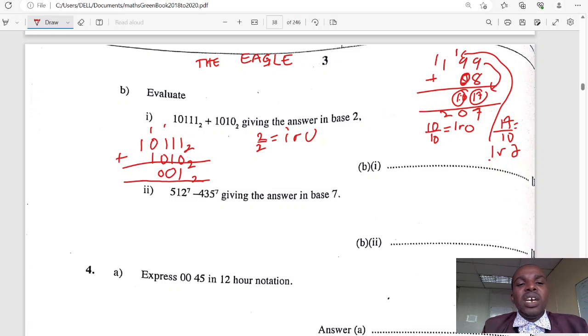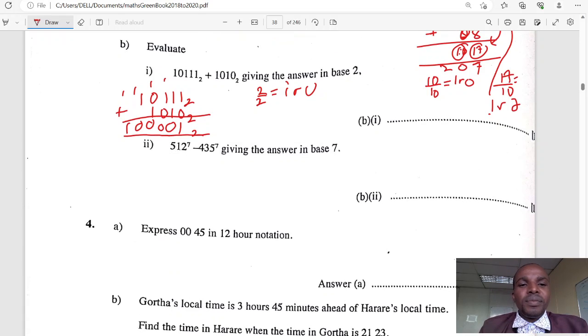Then you carry 1. 1 plus 1 is 2. So you write the remainder 0. Then you carry 1. On this part, 1 plus 1 is 2. You can't write 2 here also because it's base 2. So you write 0, you carry 1. Then 1 plus nothing here, 1 plus 0 is 1. So this will be your number in base 2. Just like that.